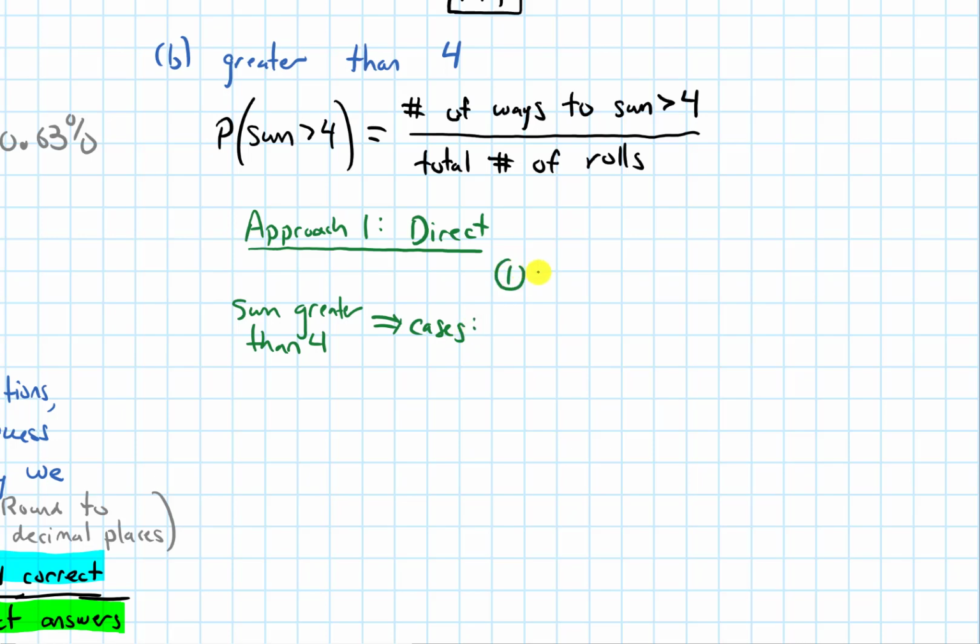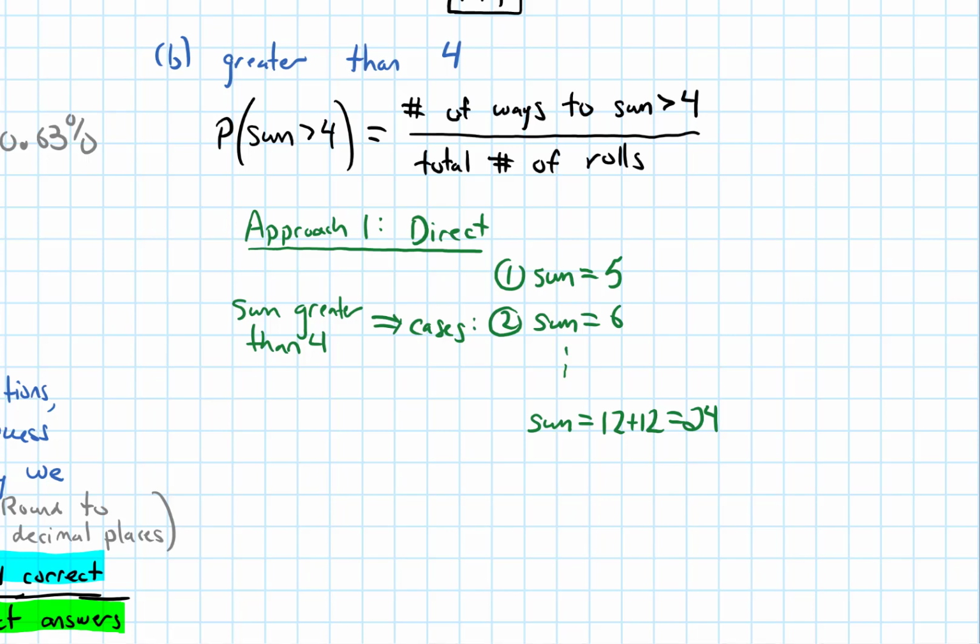So for one of the cases, what's the smallest the sum could be? It could be 5 if the sum is greater than 4. The sum could also be 6. And I could keep going like this. The sum is 7, the sum is 8. And the biggest the sum could be is if both of the rolls were 12. 12 plus 12, which would be 24. Okay, so we're definitely going to have a bunch of cases. I'm not even going to bother numbering this last one because we have a bunch of them.